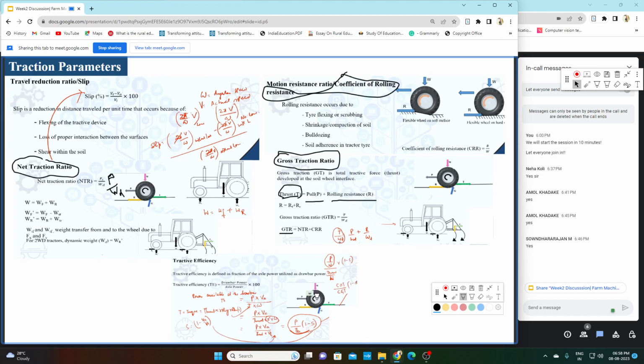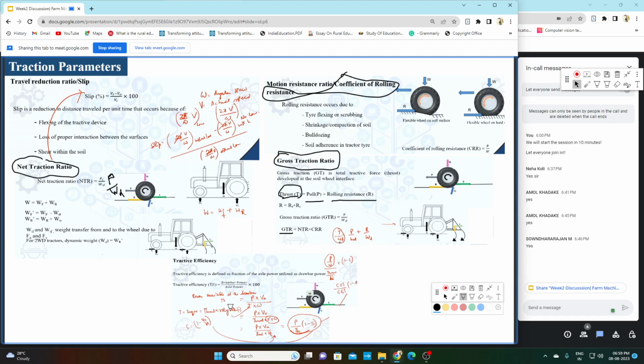That efficiency is known as tractive efficiency. Again, in this universe nothing is ideal. As nothing is ideal, the input power will not be equal to your output power. The output power will always be less than your input power. So again, efficiency is what? Output by input. Output is your drawbar power, the power required to pull your implement, and input power is your axle power, the power that is coming on the axle.